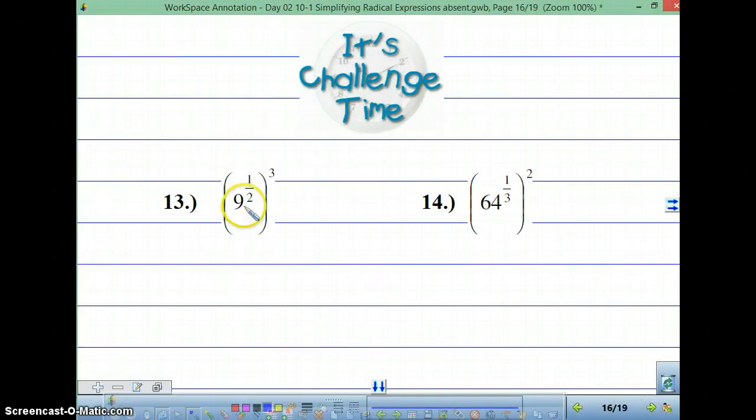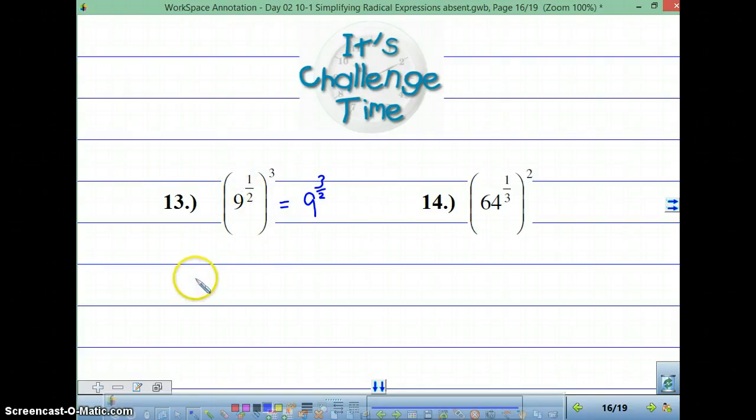Let me show you this. Part of this work's already done for you. Let's say you start with a problem that's 9 to the 3/2 power. First thing you're going to do is split that into 9 to the 1/2 cubed. Now let's figure out what 9 to the 1/2 is.